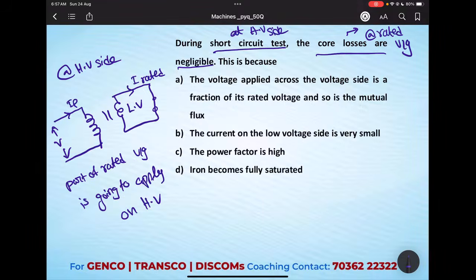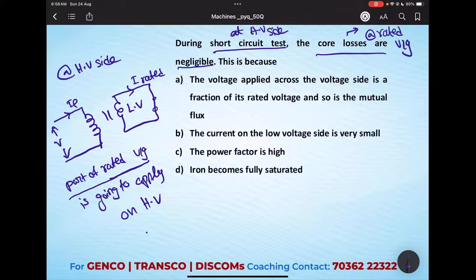So from this concept, what we understand is that in the short circuit test we are applying only part of the rated voltage, not the full voltage. This is about the theory of the given question. We'll see what the suitable options are for our question.